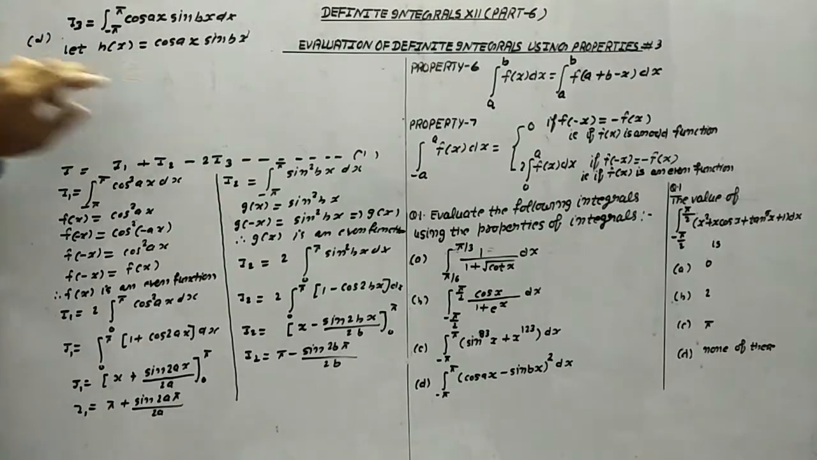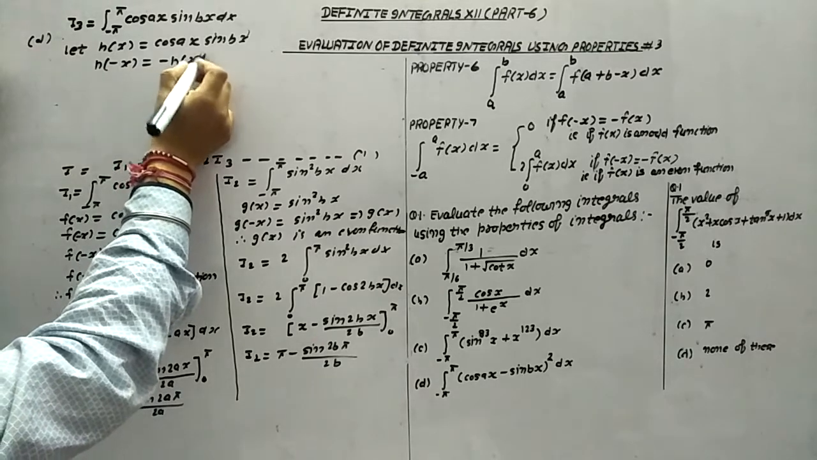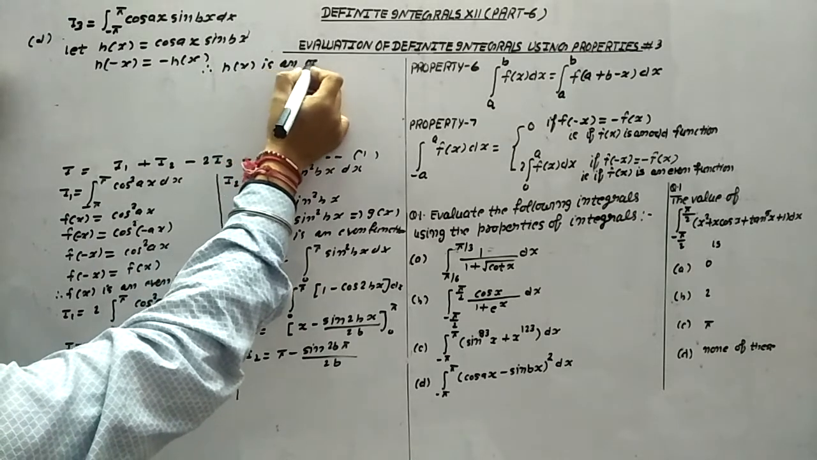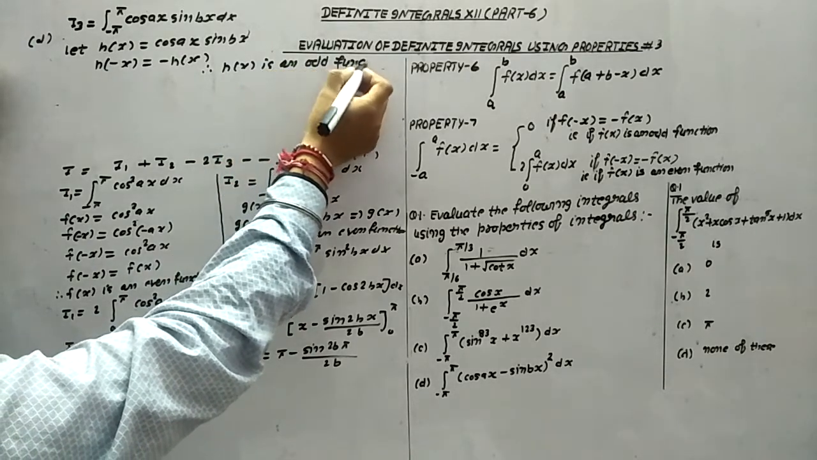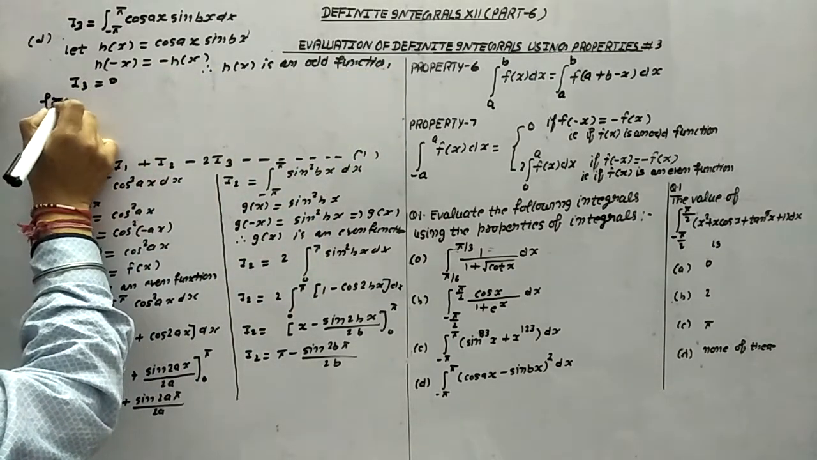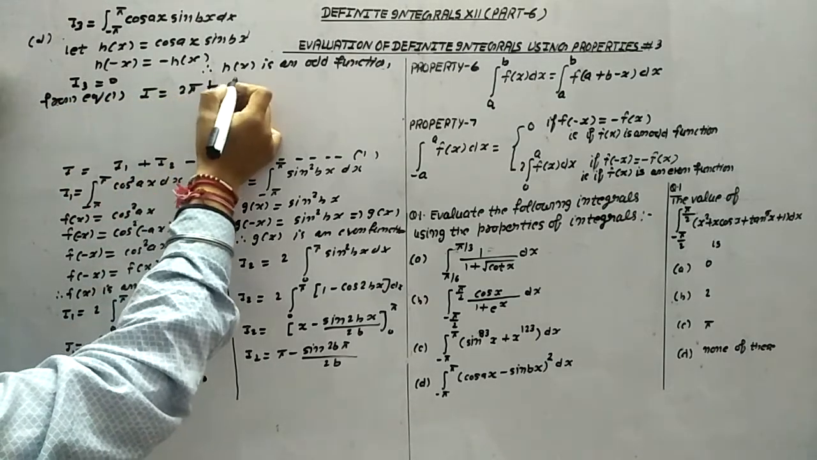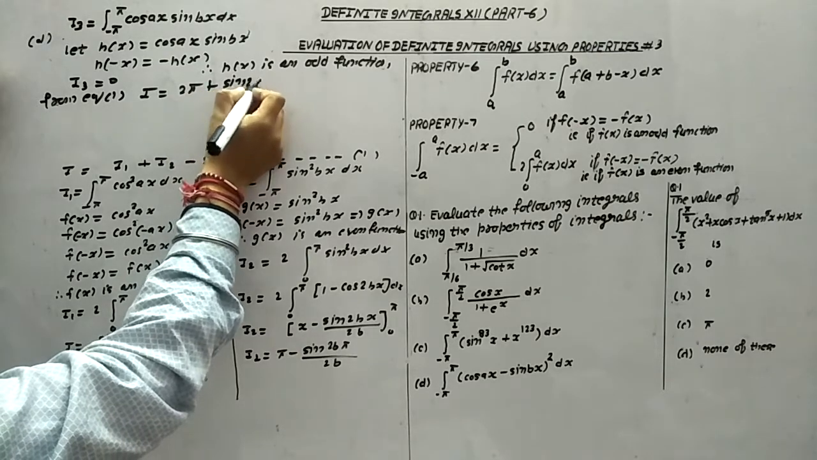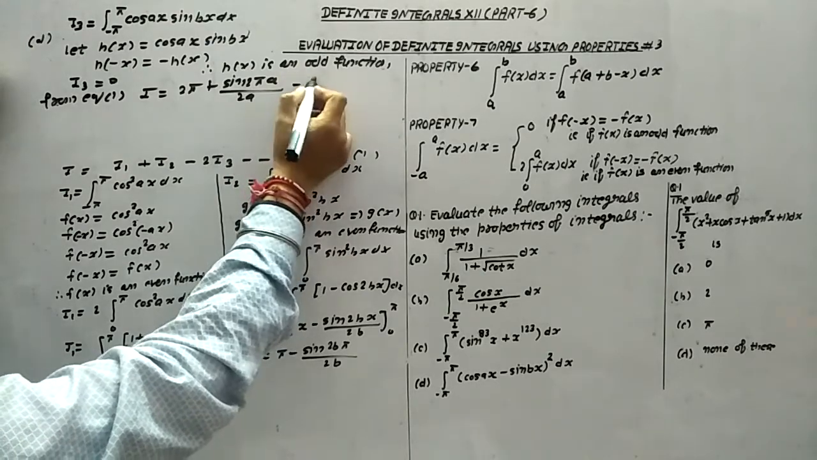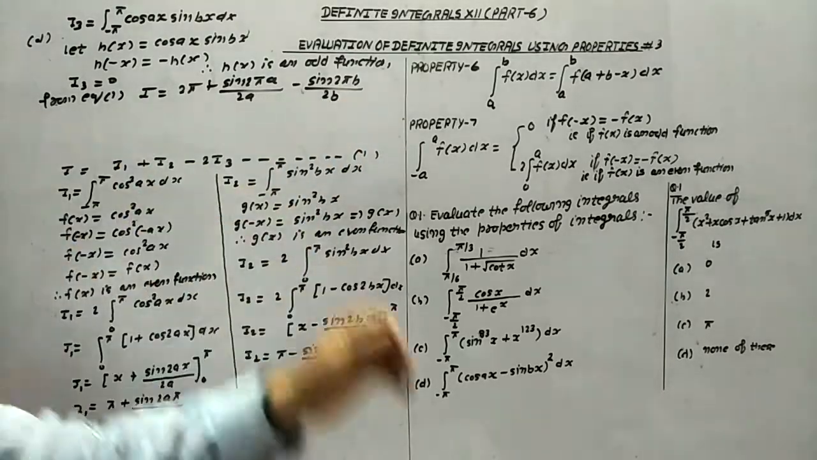Now let us suppose this is h(x). Once we calculate h(-x), it will provide -h(x). Therefore h(x) is an odd function, and once this is an odd function, we can say I3 is equal to 0. Now from equation 1 we get the answer that I is equal to 2 pi plus sin 2 pi a upon 2a minus sin 2 pi b upon 2b. So this is the way to do this question.